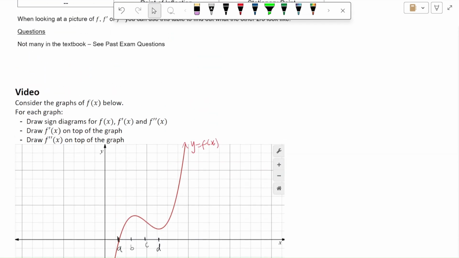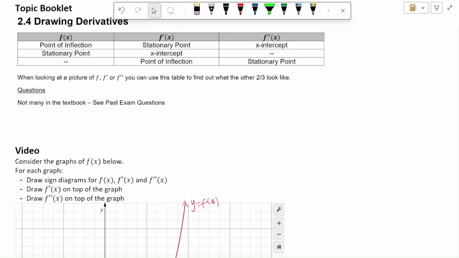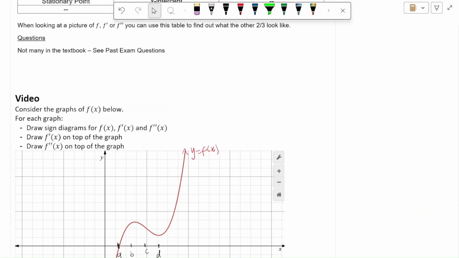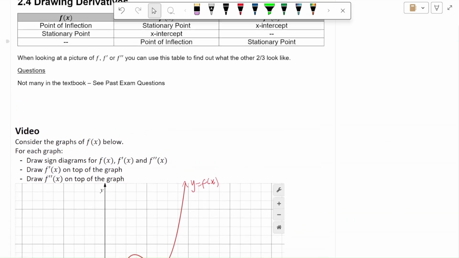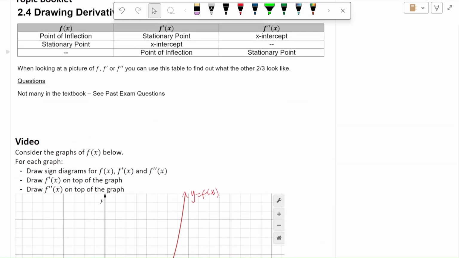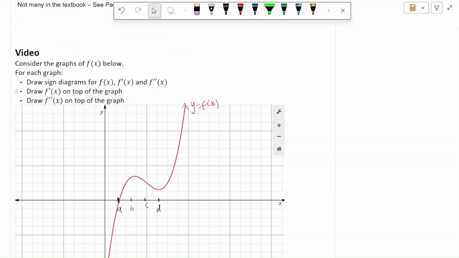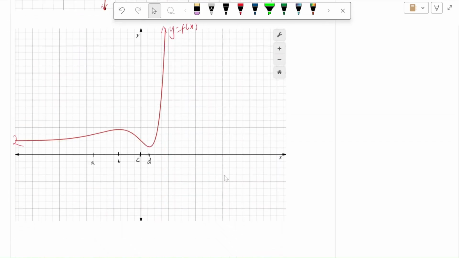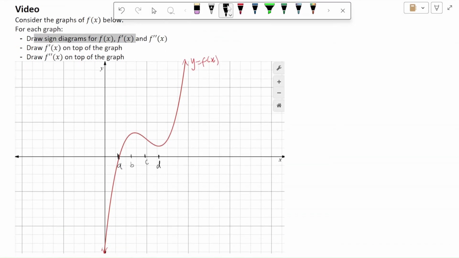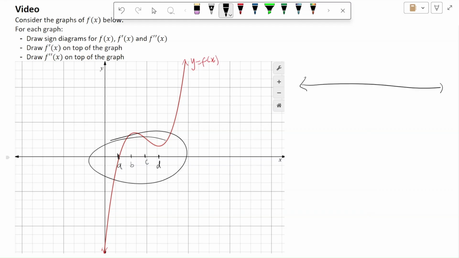Alright, in this video we're looking at drawing derivatives. Now, if you hate algebra, it's your lucky day because we're basically not going to see any numbers in this video. It's all picture based. So first thing we're going to do for each of these functions is draw a sign diagram. Now, usually in exam questions, they won't give you actual numbers. They'll just label it as like A, B, C, D. So we'll do the same.